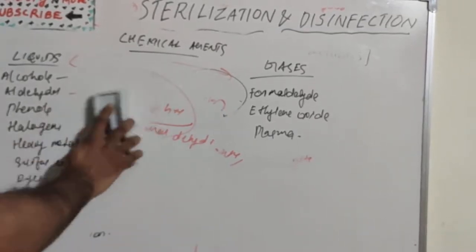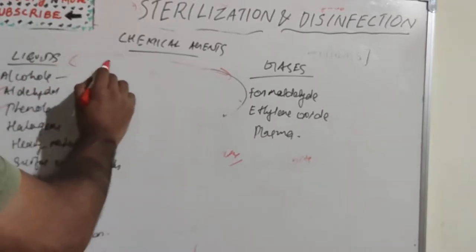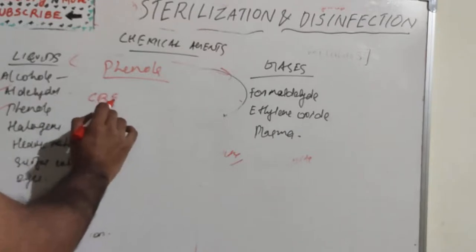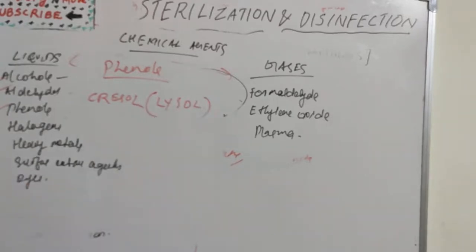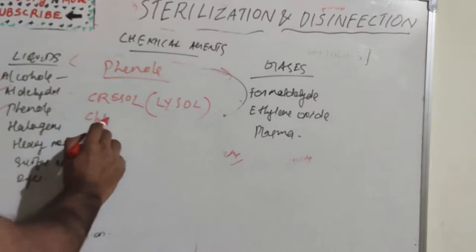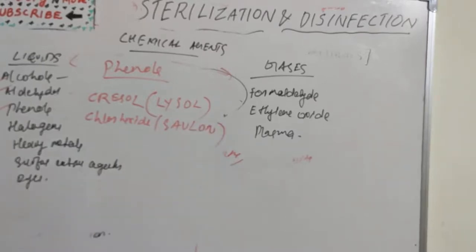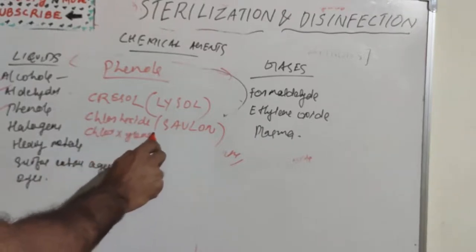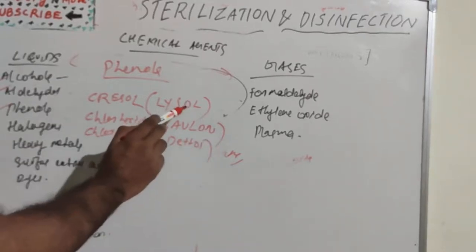So Cidex is glutaraldehyde. Now we have phenols. Phenols are a different group, which acts by cell membrane damage, thus releasing cell contents and causing lysis. The cresol, that is commonly in brand name Lysol, and chlorhexidine, which is Savlon, chlorhexidine phenol, which is Savlon, and chloroxylenol. Okay, this is the most common, chloroxylenol, which is Dettol. Okay, so we have heard of Lysol, Savlon, Dettol.